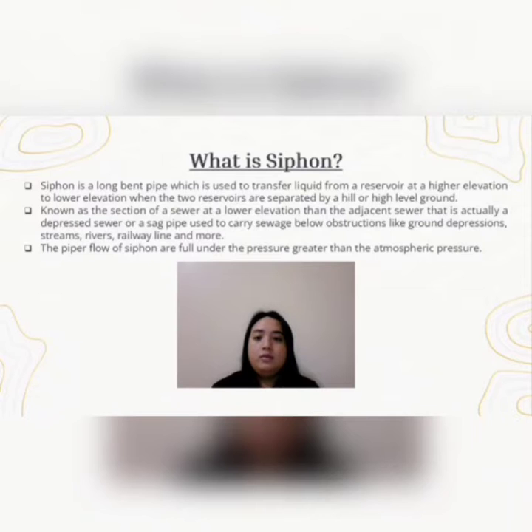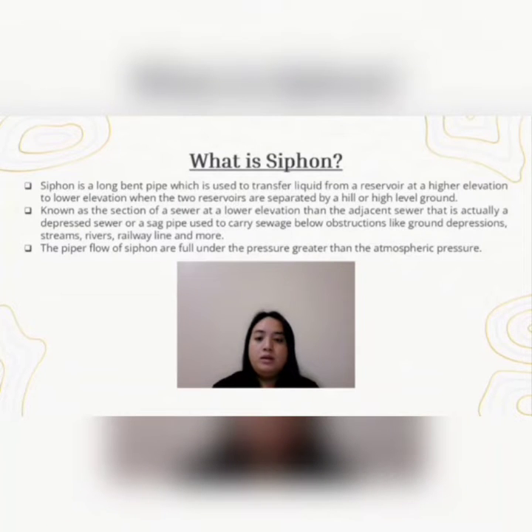So today my group member and I are going to present about siphon as a sewer appurtenance. What is siphon? Siphon is a long bent pipe which is used to transfer liquid from a reservoir at a higher elevation to a lower elevation when the two reservoirs are separated by a hill or high level ground.